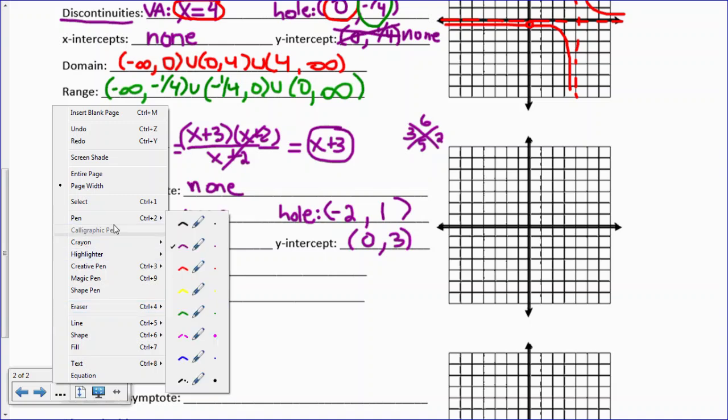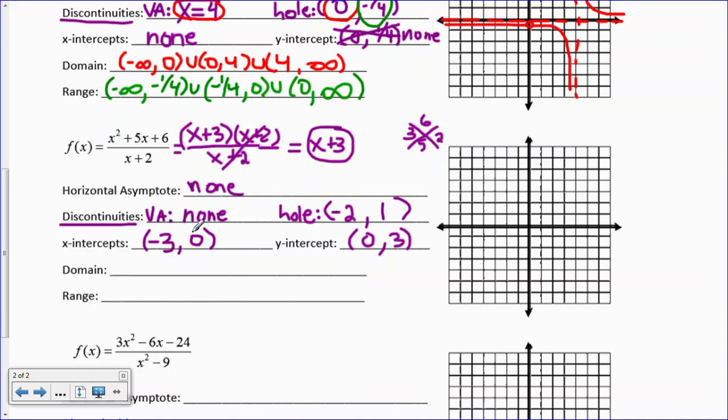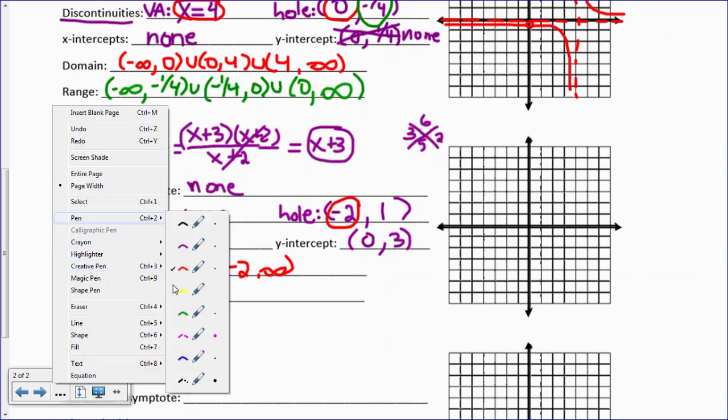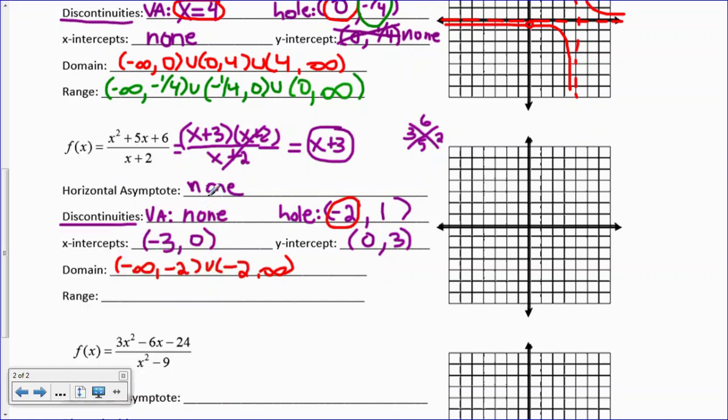All right, for the domain, I need to use the vertical asymptote, which I don't have one, or the x value of the hole, which I do have. And so I would do negative infinity, jump over negative 2, and continue to positive infinity. All right, and then for the range, let me change colors. I don't have a horizontal asymptote, but I do have the y value of the hole, so I'm going to be jumping over 1. Finish at infinity. There you go.